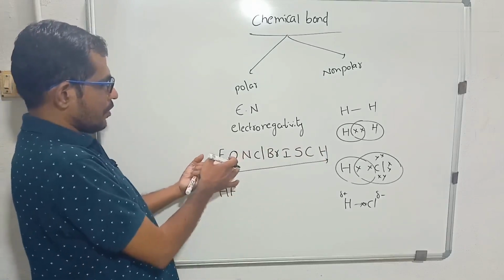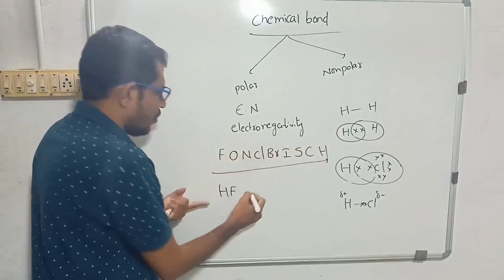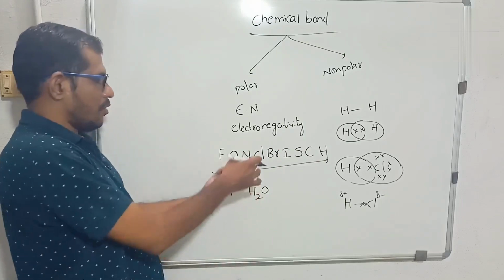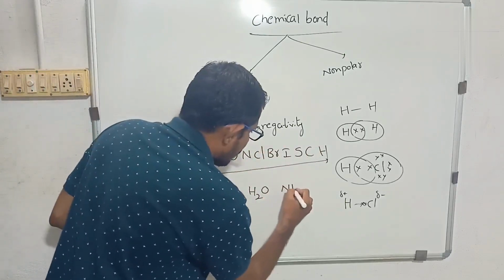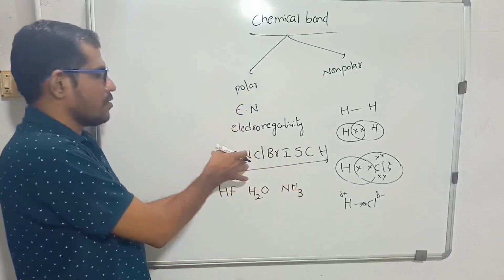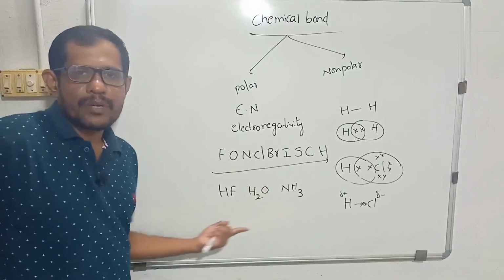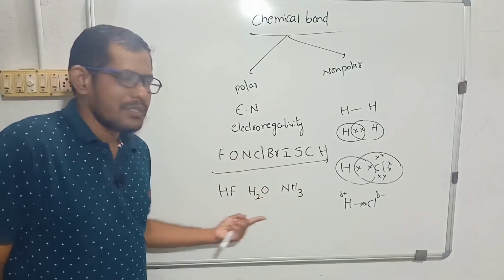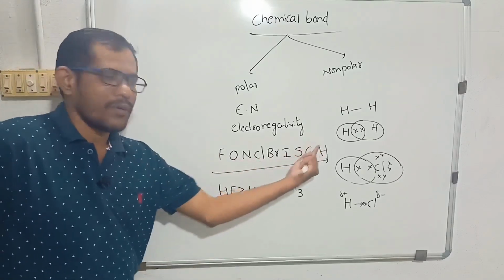Then if you take oxygen and hydrogen, this is also a polar compound. If you take nitrogen and hydrogen, the ammonia molecule, this is also polar. Among these three, which is more polar? HF. Why? Because the electronegativity difference is more.